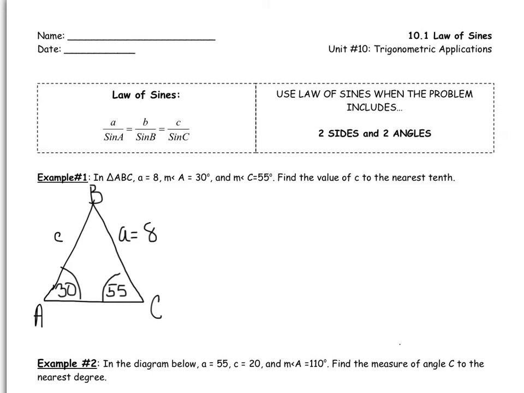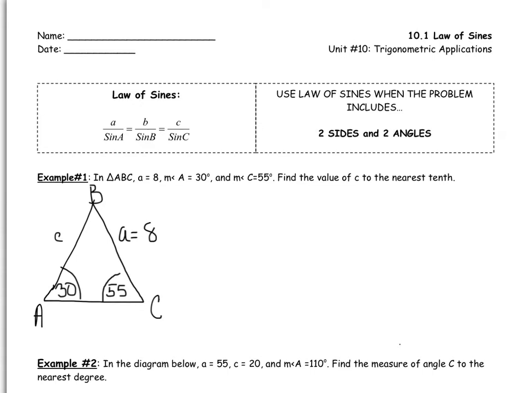Now, we can't use the Pythagorean theorem. We can't use sine, cosine, and tangent because we don't have a right triangle. So, therefore, we need some other formula to help us find these missing pieces. And this is where law of sines comes in. And this is law of sines.